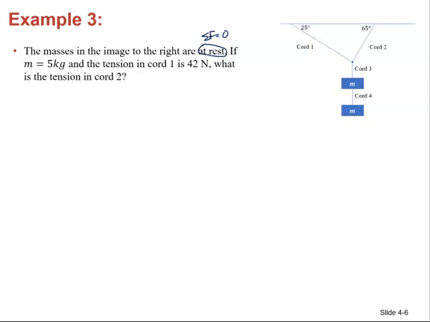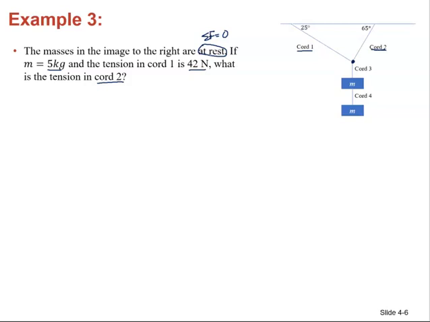If the masses are 5 kilograms, so each of these m's is 5 kilograms, and the tension in chord 1 is 42 newtons, we want to know what is the tension in chord 2. So we essentially already have our free body diagram here. To find the information about chord 2, given information about chord 1, I need to start where they're attached. So I'm going to start my free body diagram at the dot that essentially already exists.